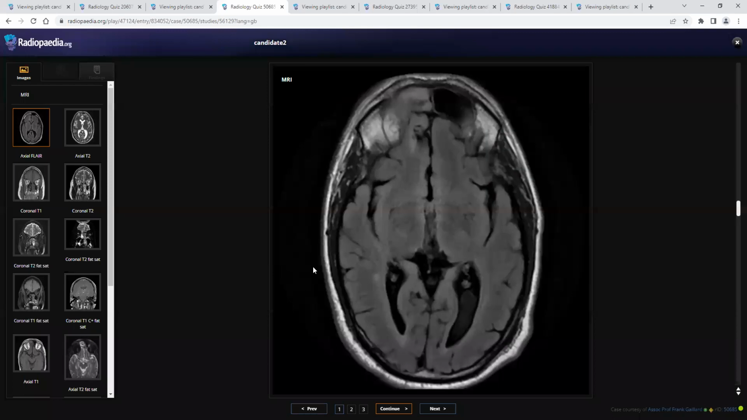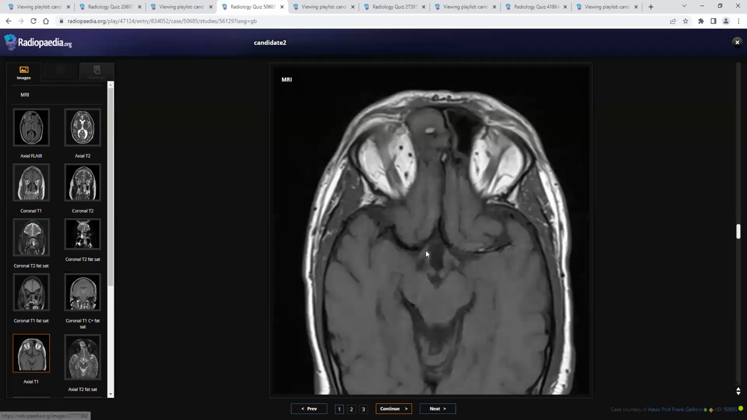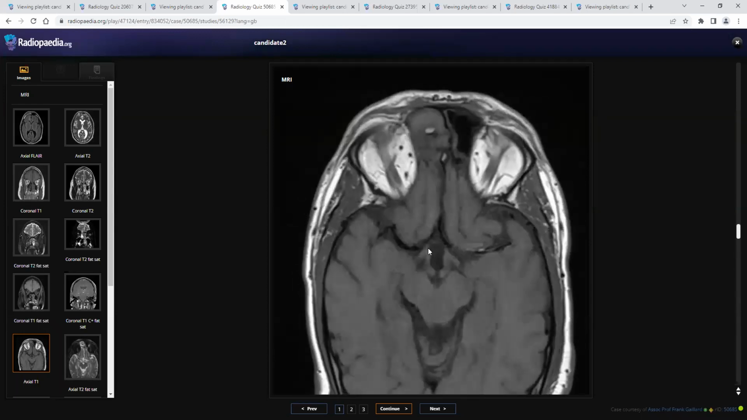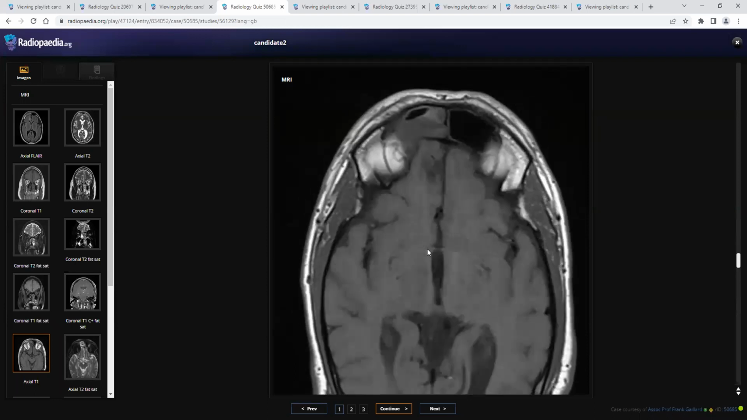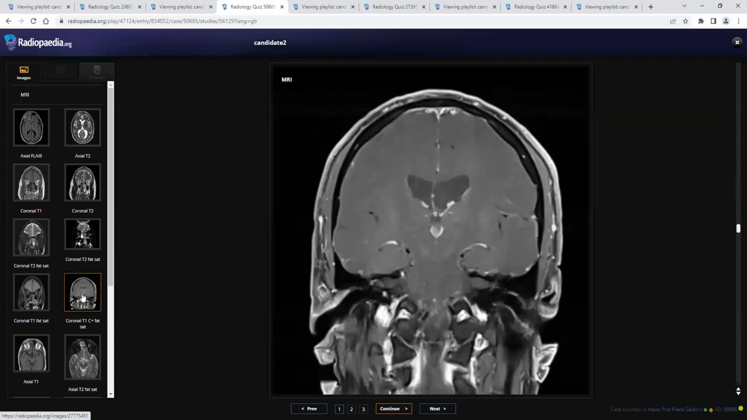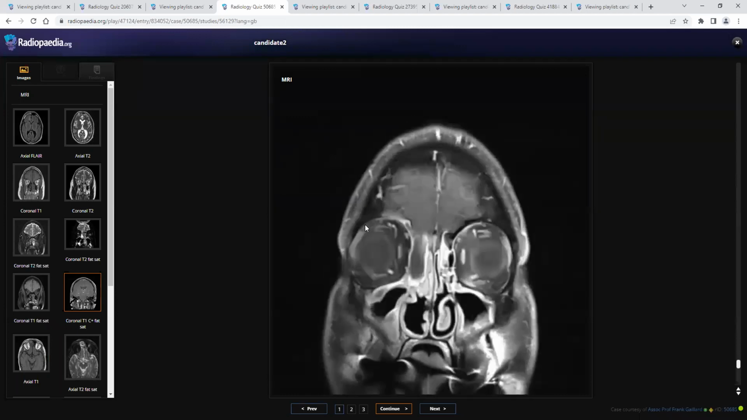Can I see other sequences? Yeah, feel free to take any sequence you want. I need to see T1 first. The patient is telling he has some clear fluid coming from his nose, some water, continuously.